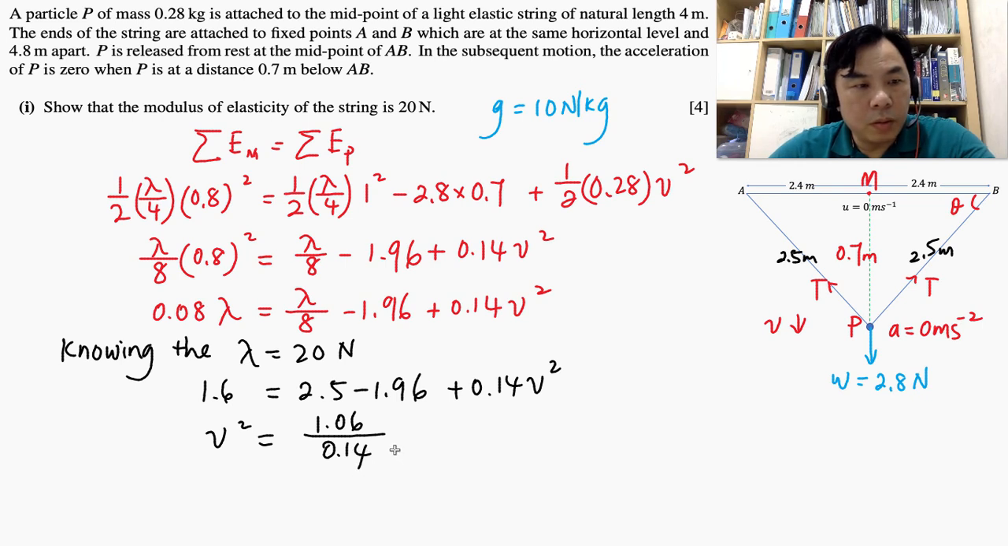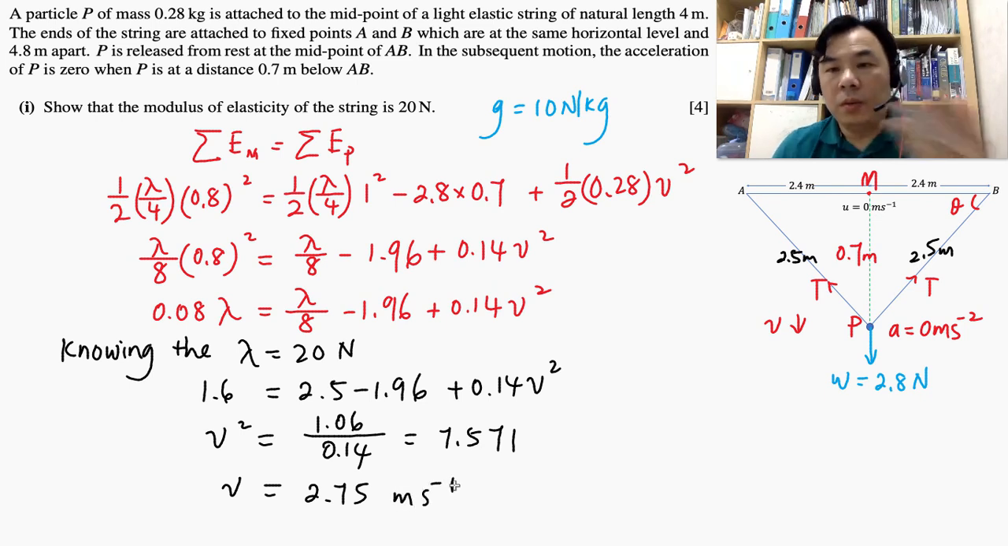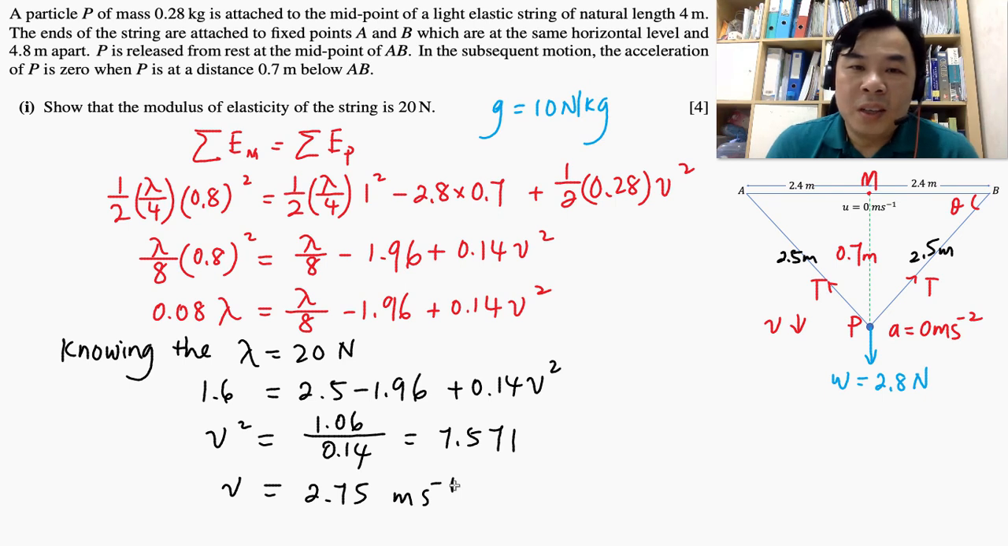That will be approximately 7.571. If you take the square root of this, that gives us 2.75 to three significant figures. That is how fast the particle is moving when its acceleration is equal to zero.